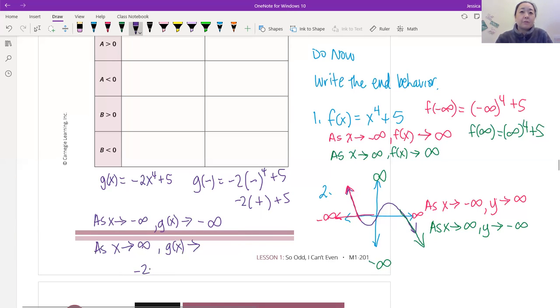So negative 2 to some big positive number to the fourth power. Positive to the fourth power is still positive, but that resulting, we need to multiply that by negative 2. That makes that negative as well. Okay, does that make sense?